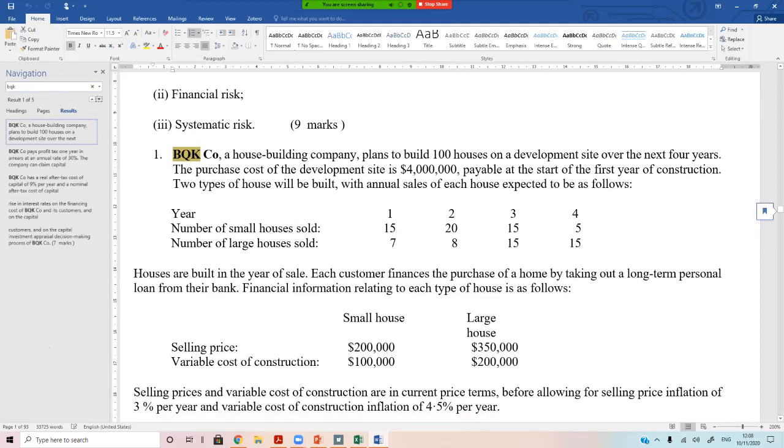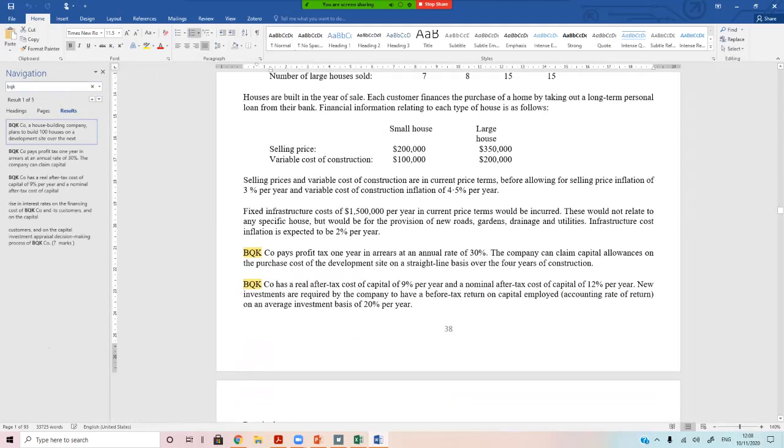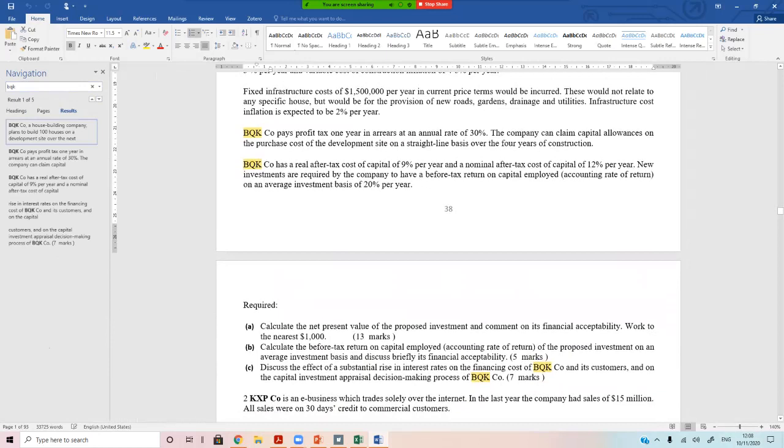Yes, this was a question that we read yesterday on BQK. Not sure about the exam, anyway. The exam was not asking us to get the IRR, but I assume that in part B you've been asked to get the IRR, and of course we advise the company as to whether they should accept or not accept the project. So let's do that question. We assume that the IRR was asked for.